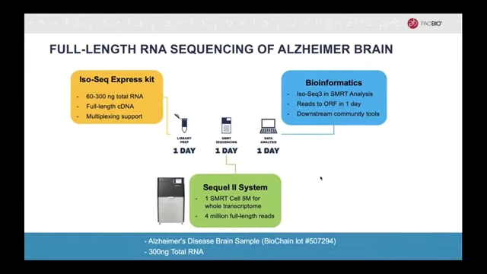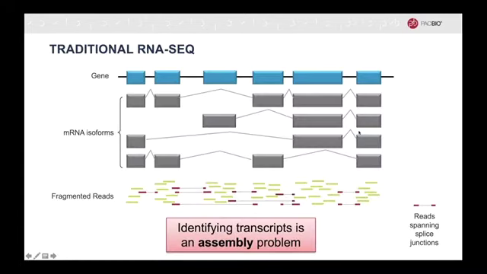Now, looking at Alzheimer's disease in a different way, instead of looking at it in a targeted fashion, we wanted to look at the whole transcriptome. So we used 300 nanograms of total RNA from an Alzheimer's brain sample and made a sequencing library, then sequenced it on one wide NA SMRT Cell that will allow you to fully characterize a human transcriptome, and then of course analyzed the data as well.